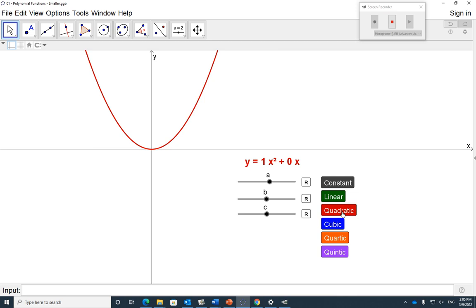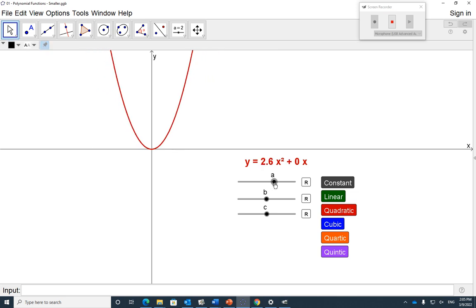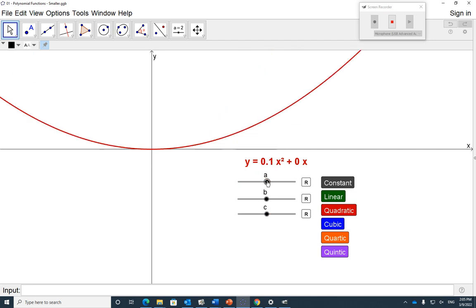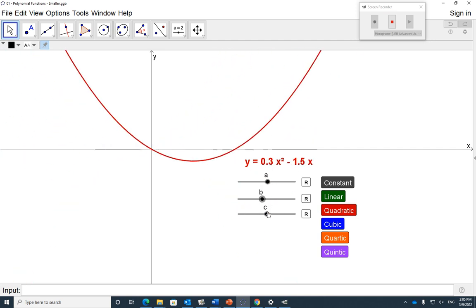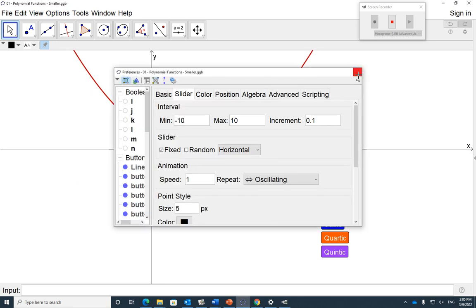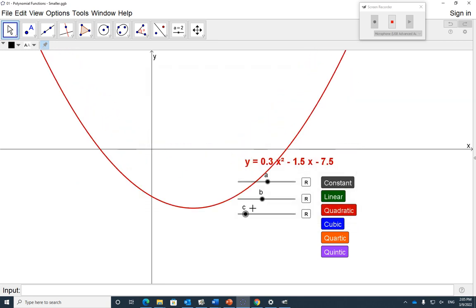And now there was more to the game. There was a coefficient out front which will allow you to stretch this thing or flip it over. But then there were coefficients that allowed you to move it around as well, up and down, left and right, wherever you wanted to go. So you had lots of options with a parabola.